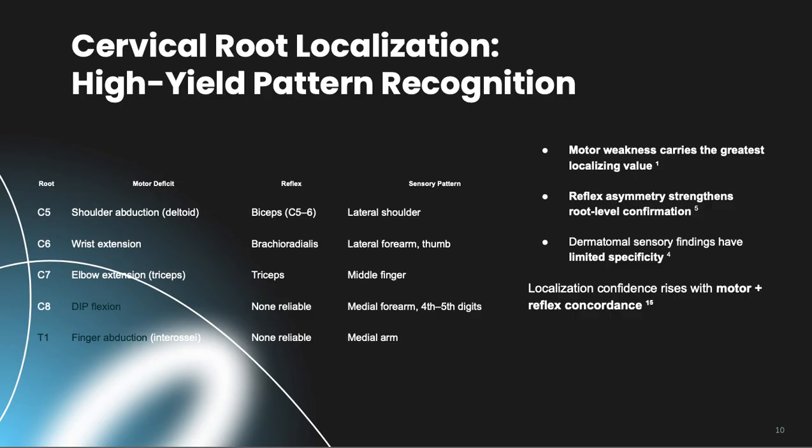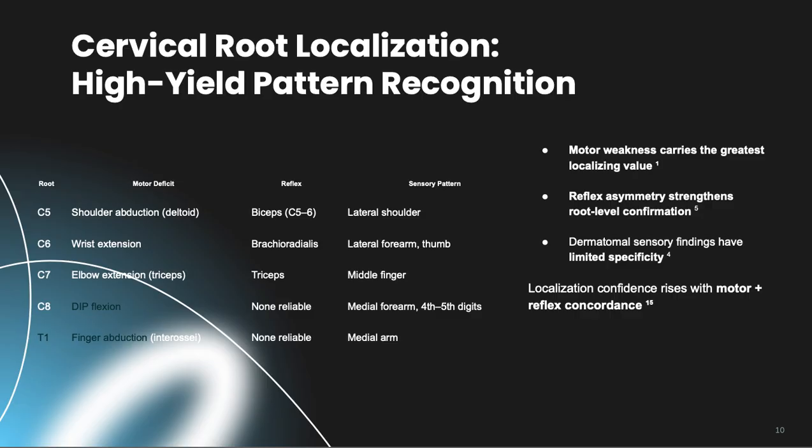So do the reflexes match the weakness? Diminished brachioradialis reflex supports C6. Diminished triceps reflex supports C7. That's what we talked about. Thoomes et al. caution that dermatomal sensory testing shows, quote, considerable overlap, limiting specificity when used alone. Sensory loss supports but does not establish localization. Okay, there could be multiple reasons why somebody might have some sensory loss. Okay, it alone is insufficient.